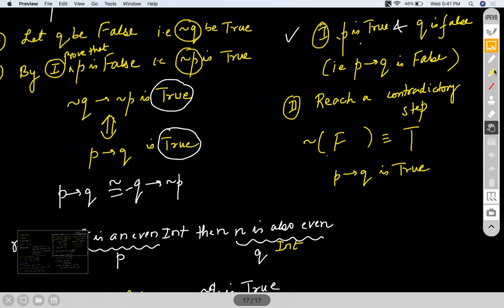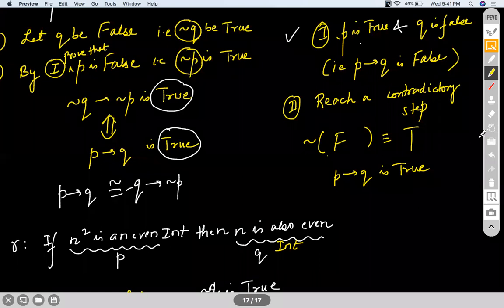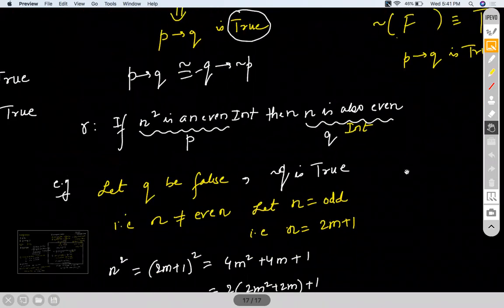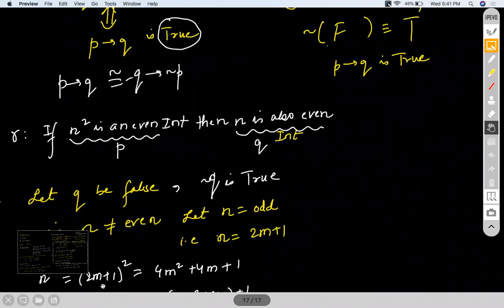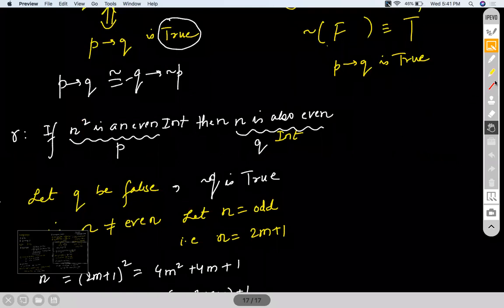Can you do the same question which I had given? Let's say I start with this. Okay, let me give you another question on this. Let's see whether you are able to do that.